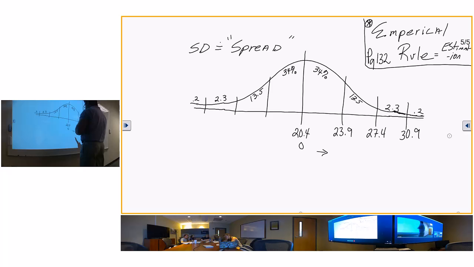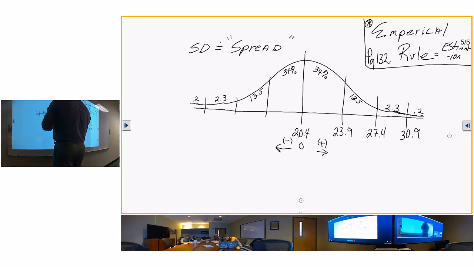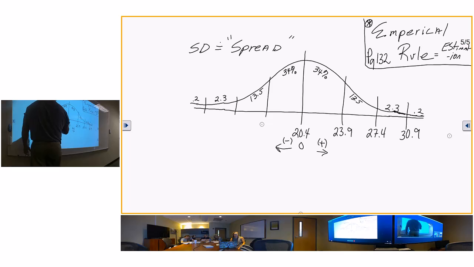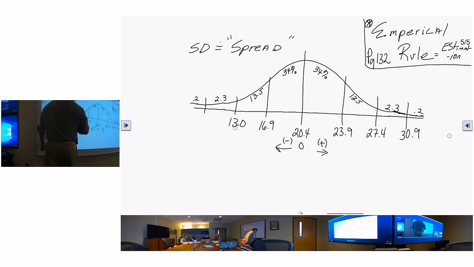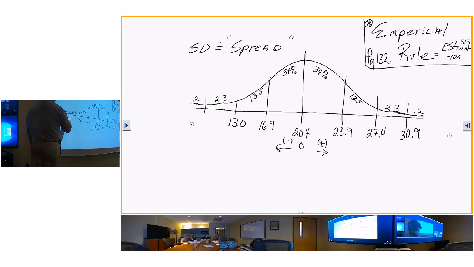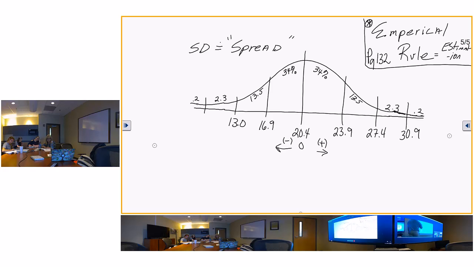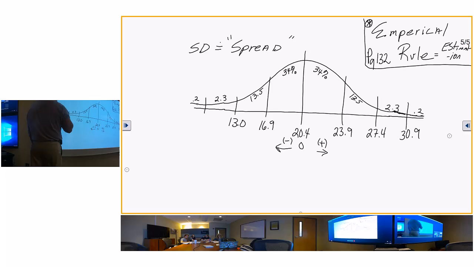All right, now I got a real hard question to ask y'all. If you go to the right and add, what are you going to do to go to the left? I'm going to subtract. So what's 20.4 minus 3.5? 16.9. And what's 16.9 minus 3.5? 13.4. Okay. 13.4 minus 3.5 is 9.9. That's what the standard deviation tells you.